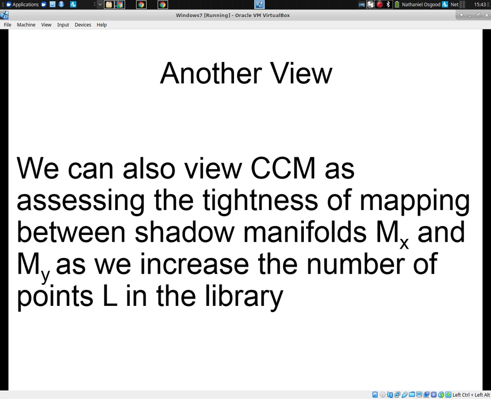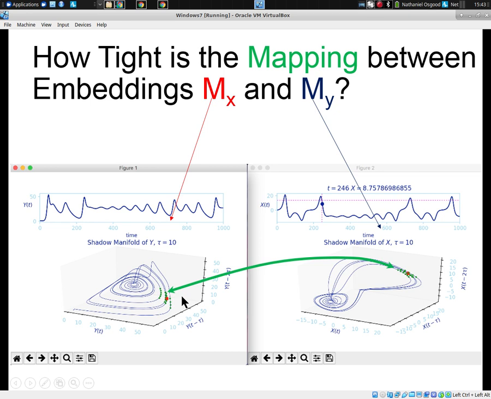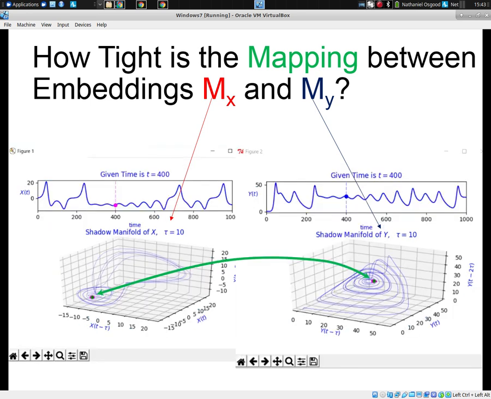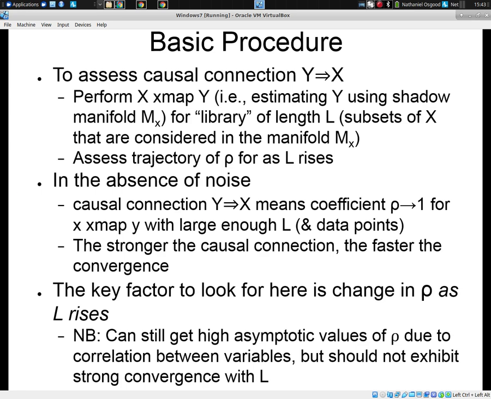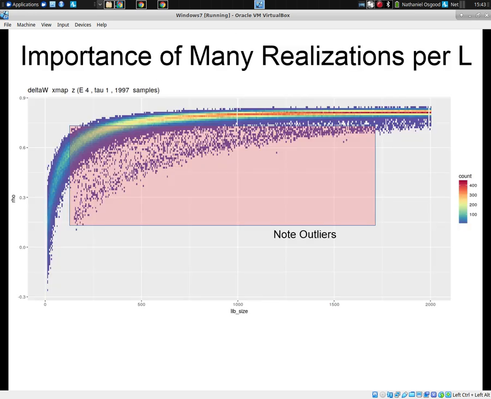Another view of this that you'll sometimes see in the explanations of the inventor of this method, George Sugihara, is you can also view CCM as assessing the tightness of mapping between shadow manifolds. So if you have one shadow manifold reconstructed from X and another shadow manifold reconstructed for Y, how tight is this mapping between them? He likes to talk about that as another way to look at it. Okay.